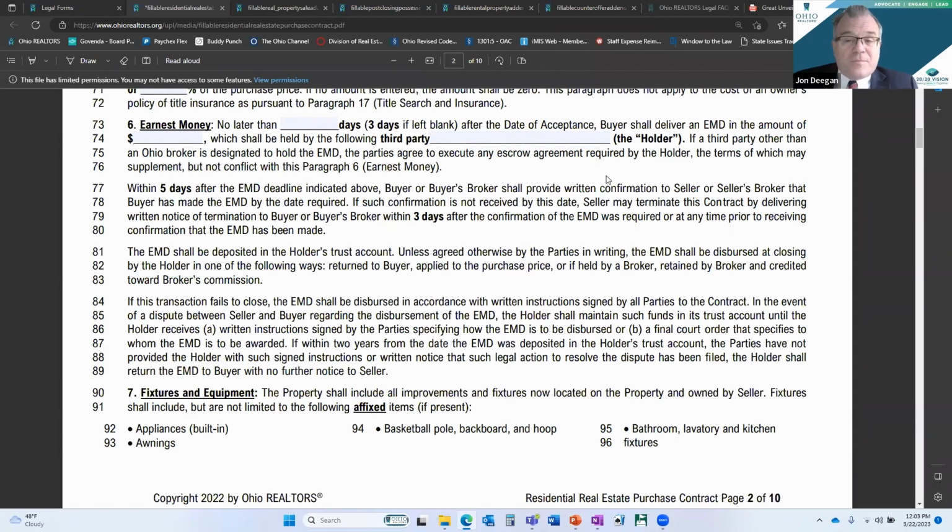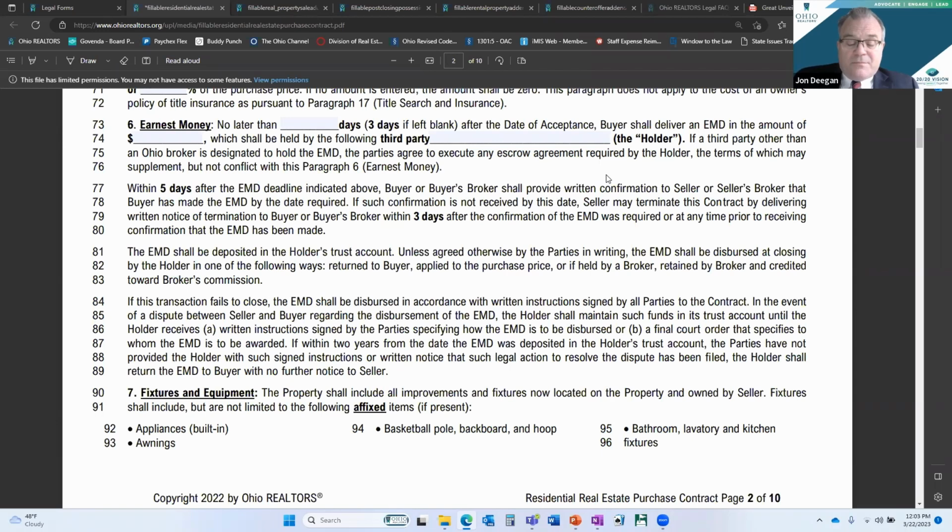if left blank, or the parties can agree to a different amount of days, on when the earnest money shall be deposited with the holder. And it also says that if the third party is someone other than a real estate broker holding the earnest money, the parties may have to execute or sign some type of escrow agreement with the title company or the law firm or whoever's going to be holding the funds. They may have their own individual escrow agreement.